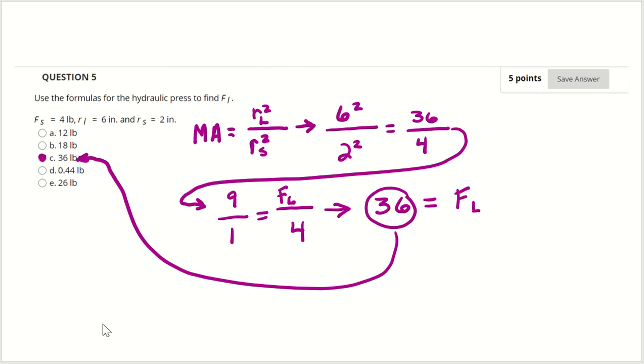Question number 5, we're going to use the radius of the piston, the hydraulic press, to find this. And if you remember, the formula is mechanical advantage is radius squared of the large piston over radius squared of the smaller piston. We have that the radius large is 6 inches, radius small is 2 inches. 6 squared over 2 squared, 36 over 4 reduces down to 9 to 1. And now we do the multiplication. 9 times 4 is 36, 1 force large, so the FL is equal to 36.